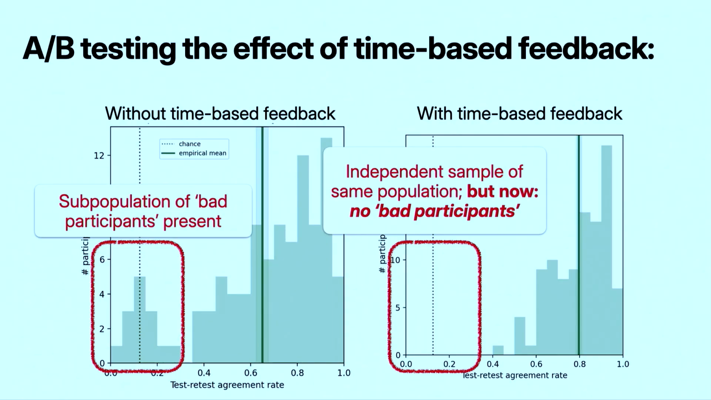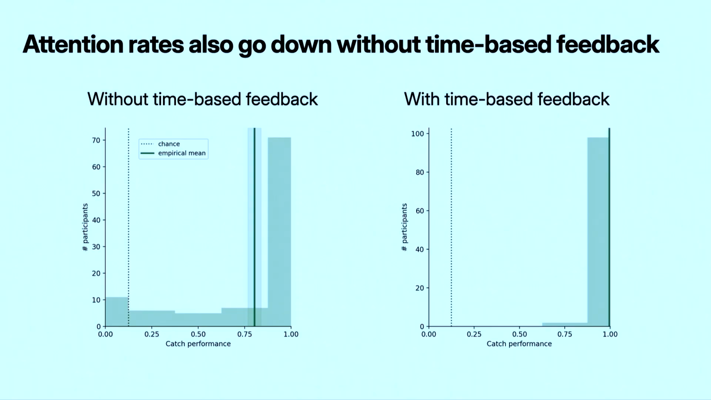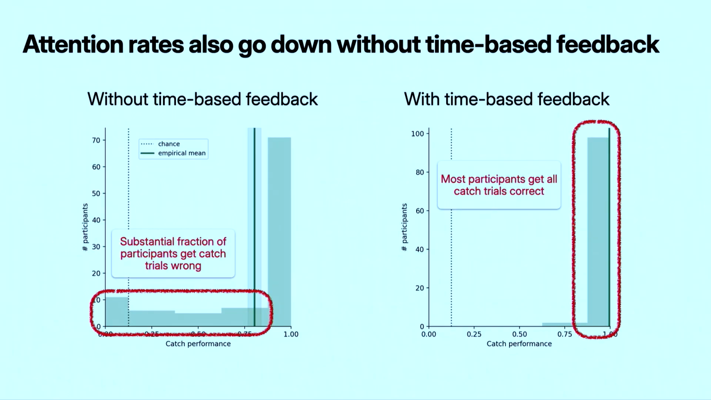We can do a similar analysis on our other data quality measure, which is catch performance. So here, again, on the x-axis, to the right is better. Dashed line is chance. And once you add feedback, you get way more people who are doing at least the catch trials correctly. So this is going to give you some additional confidence that the quality of the data is good.